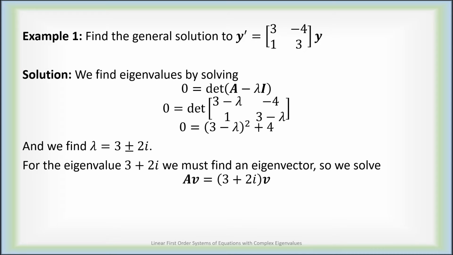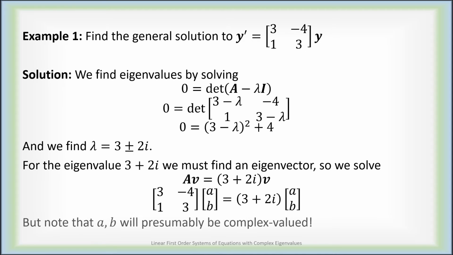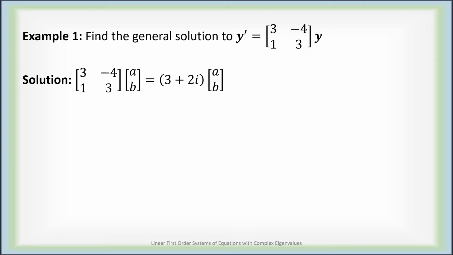But we set up A times v equals lambda times v. There's the matrix A. There are unknown coefficients a and b. Lambda is the complex number 3 plus 2i. Observe, a and b are presumably complex valued numbers. They're not just real numbers now. So here's the system that we now need to solve for a and b.